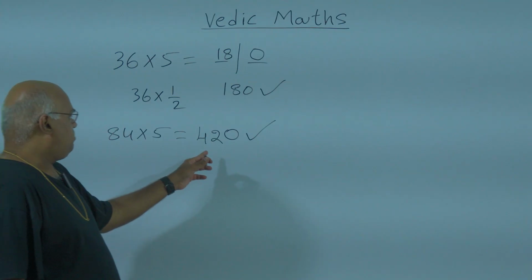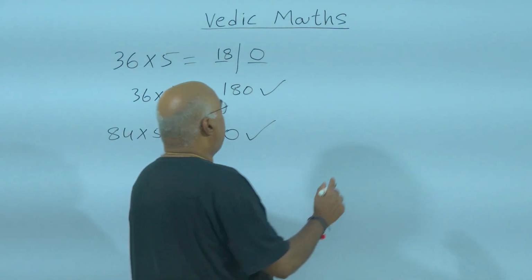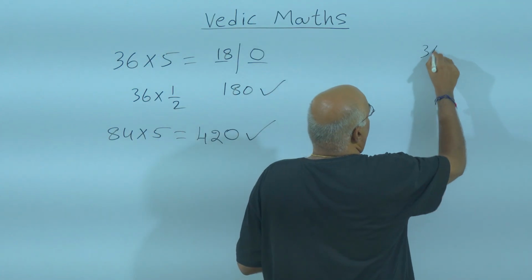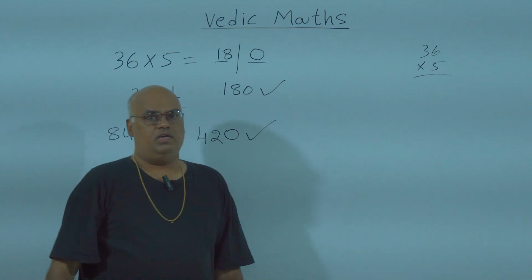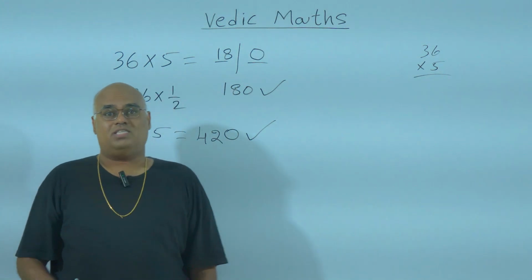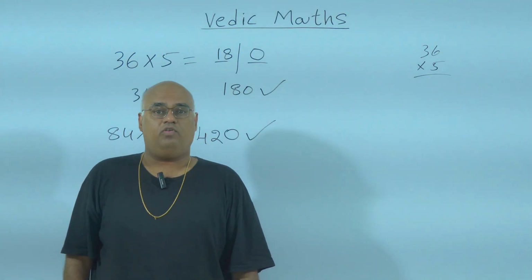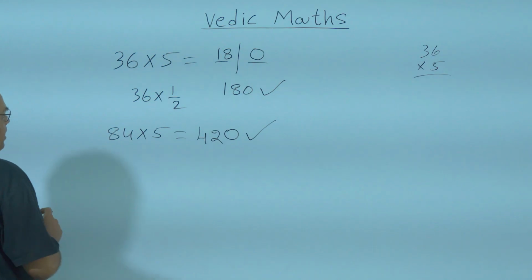If you see this method, it is very useful. It saves a lot of time. If you take the traditional method of multiplication, say 36 into 5, it takes a lot of time. By using this Vedic maths trick, you can save a lot of time, especially if you are preparing for any entrance exam.